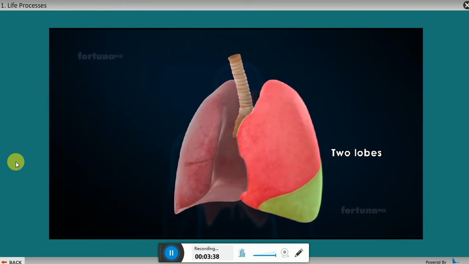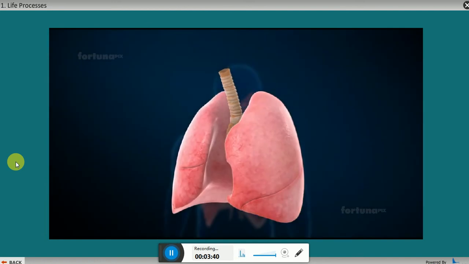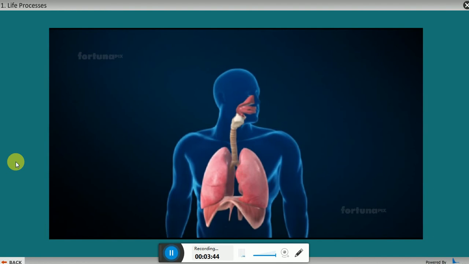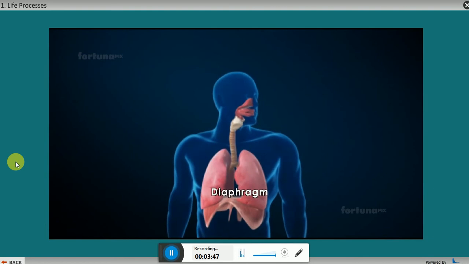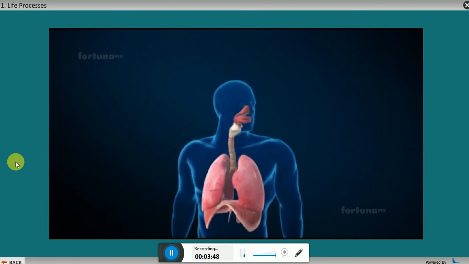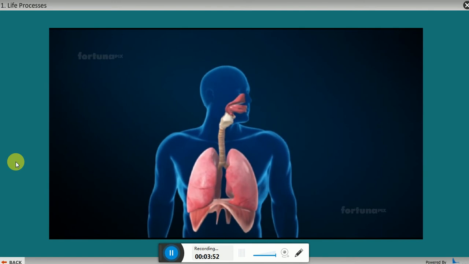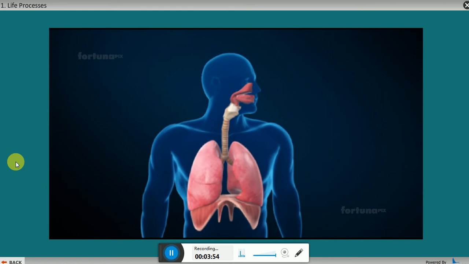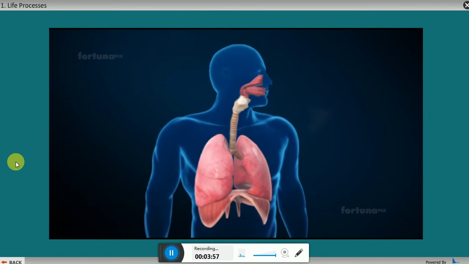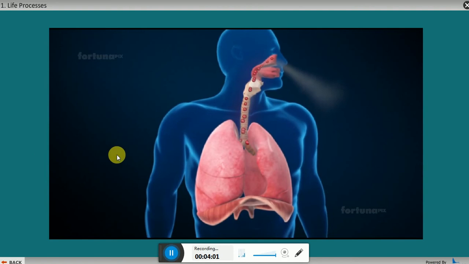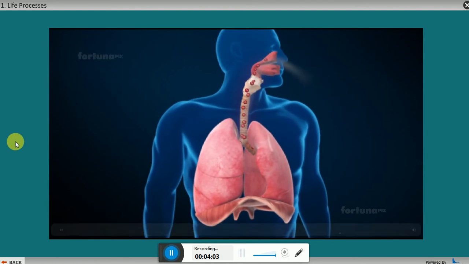Mechanism of breathing. The diaphragm is a sheet of muscles lying across the bottom of the chest cavity. When the diaphragm contracts, the volume of the thoracic cavity will increase and air pressure inside the lungs will decrease. Oxygen-rich air will be pulled into the lungs through the nose in the process known as inspiration.